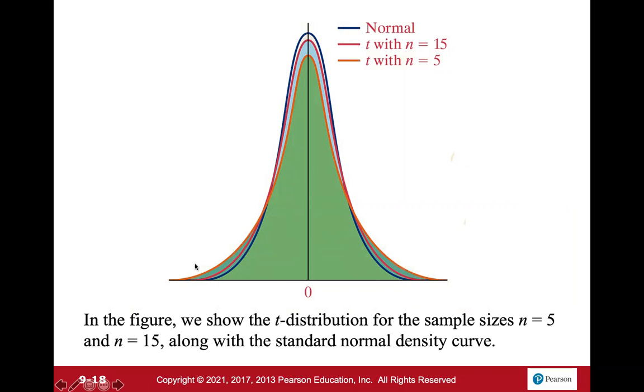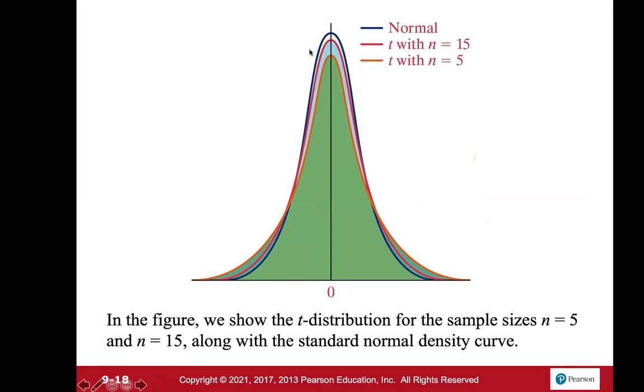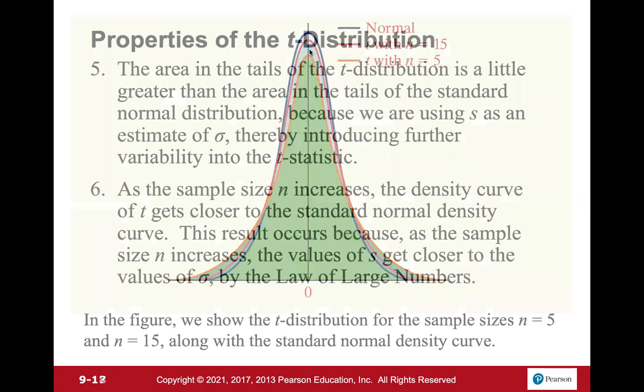Noticing those differences: the blue one is the normal distribution. The red one is n equaling 15. The orange one is n equaling 5, and the green area is n equaling 5 as well. So it's a little bit fatter on this side and a little shorter this way. These are a little bit taller, but the area for all of these is still going to equal 1.